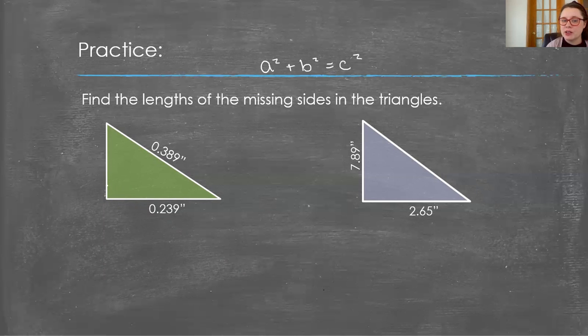So if I come over here, here's my right angle. So that means this side is C. Let's call this one A. Call this one B. So we'll deal with the green triangle first. We'll deal with the other one after. So using Pythagorean theorem, we don't know A, so we're going to just leave that. Plus 0.239 squared equals 0.389 squared.